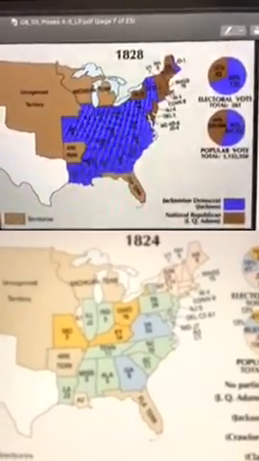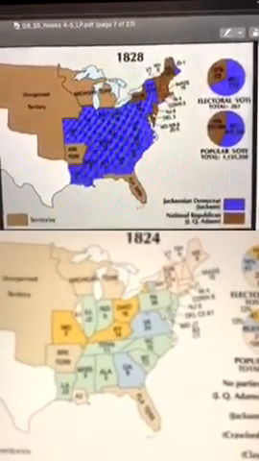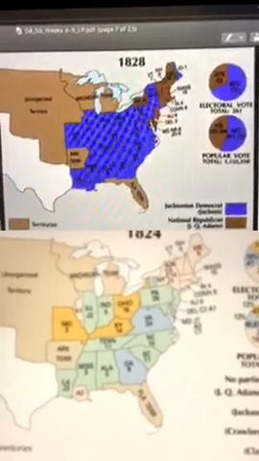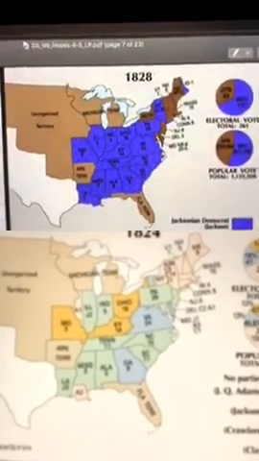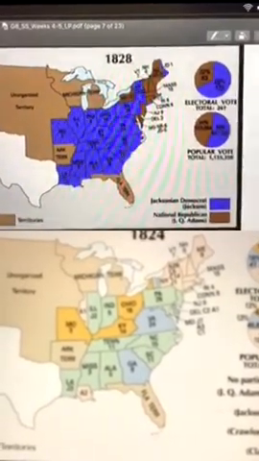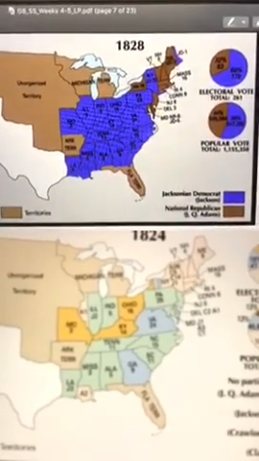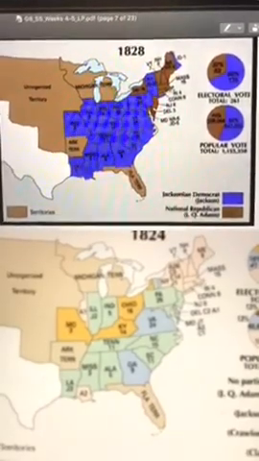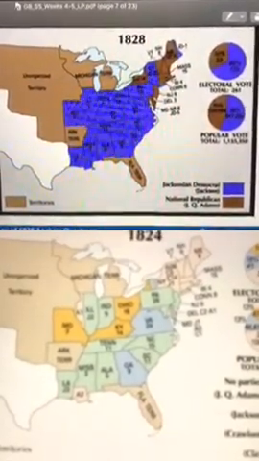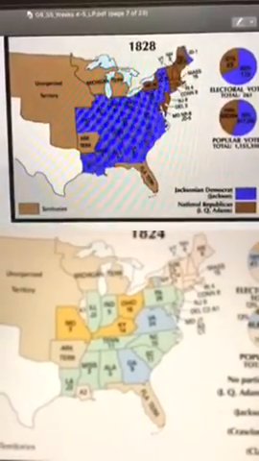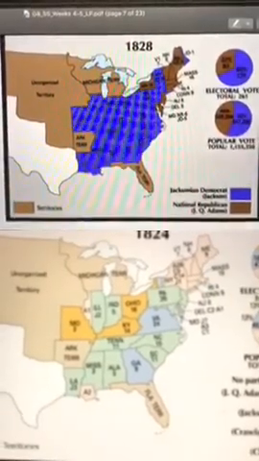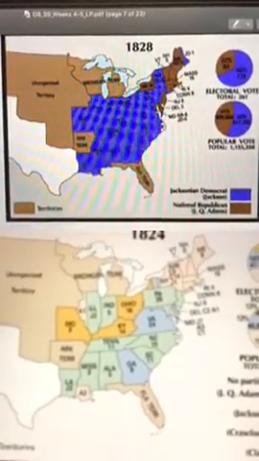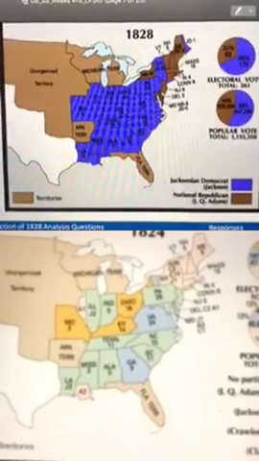Exactly. So what you saw here was a lot of the people that were supporting John Quincy Adams stayed with John Quincy Adams. A lot of that Northeast, New York, Vermont, New Hampshire, Connecticut, they stayed with John Quincy Adams. But everywhere else in the country, those people said, you know what? We like Andrew Jackson better. I like his ideas. I'm going to go vote for him.